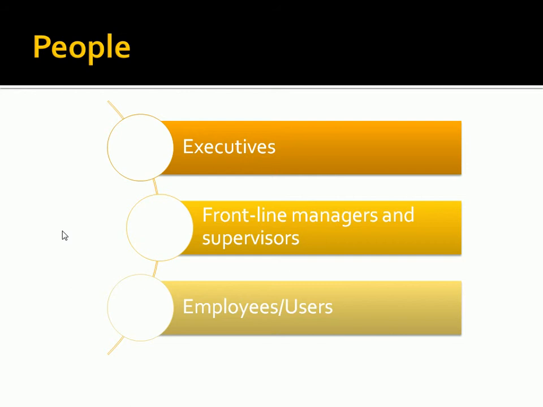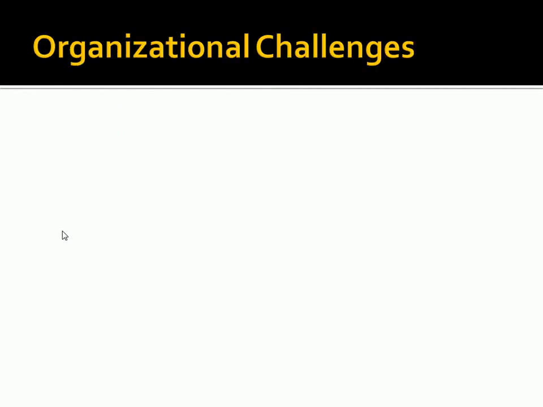So these are the folks that are involved. These are the people that we have to convince to adopt these policies. These are the people that we're trying to change the culture. So 3 different categories of employees within our organization that we usually have to sort of sell on these policies. So some challenges to implementing policies.